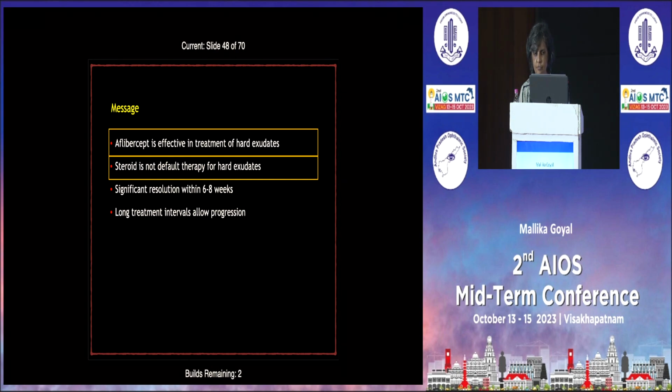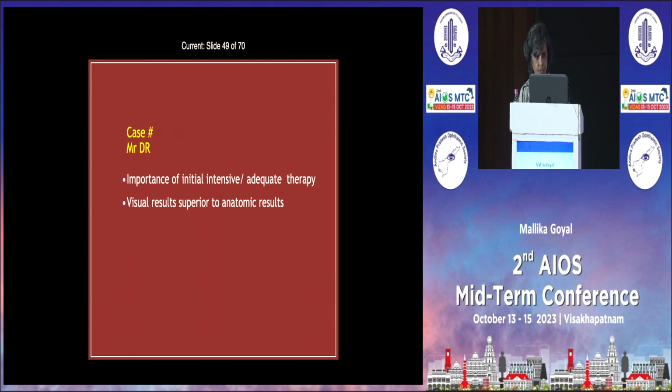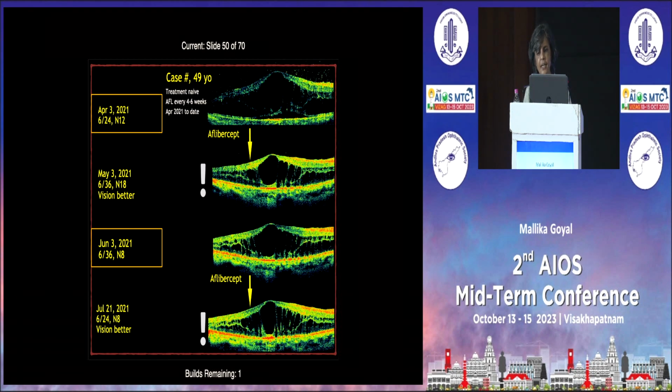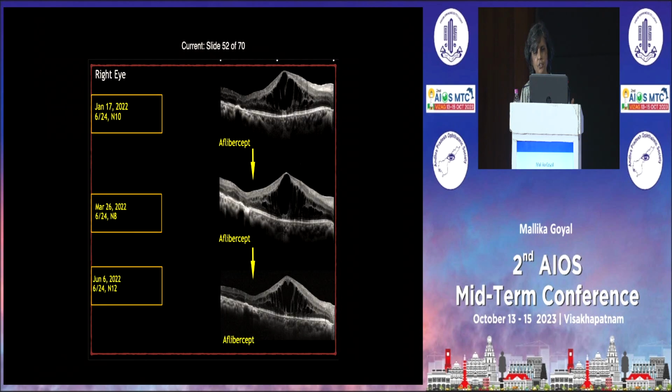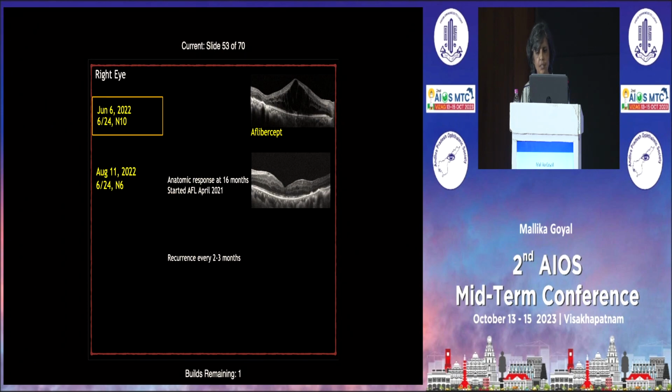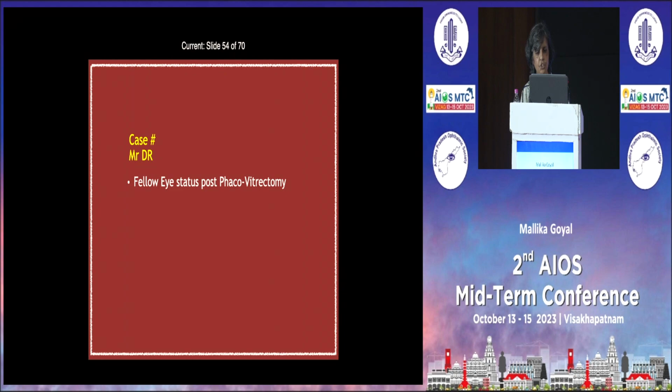Steroid is not a default therapy for hard exudates because it has complications and adverse effects. Significant resolution can happen, but it requires more intensive and longer term treatment. If you give longer intervals of treatment, there is progression of hard exudates. Now sometimes the anatomy doesn't improve, but the vision improves so much that patients insist on taking these injections. This is a patient who comes, and then finally even the anatomy improved. But the vision improves more than that.